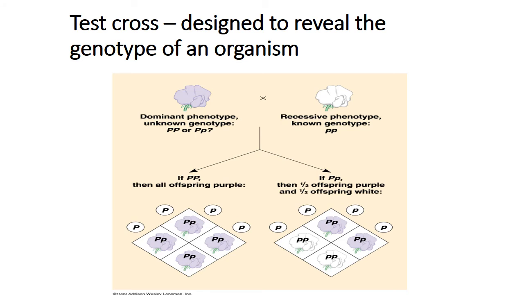If all the children are purple, then we know that parent had to be big P big P, because that makes all the children heterozygous. Whereas if 2 of the children turn out white and 2 of the children turn out purple, that means that parent must have been heterozygous, because this big P is going to go here and a little p is going to go here. Same over here. And then we get a little p here, little p here, a little p here, little p here. And we see that 50% are white and 50% are purple. So a test cross is designed to reveal the genotype of an organism.